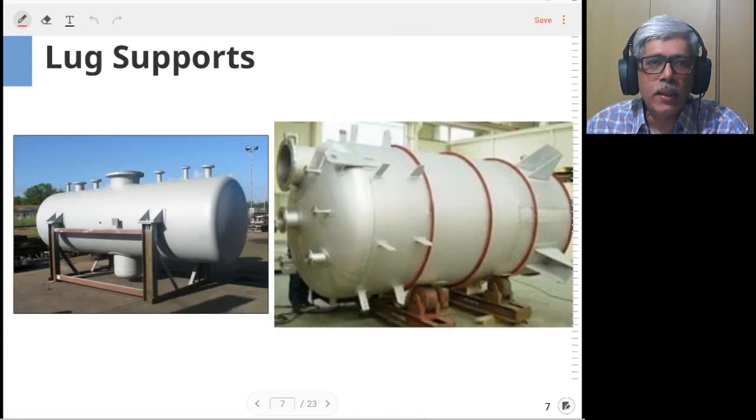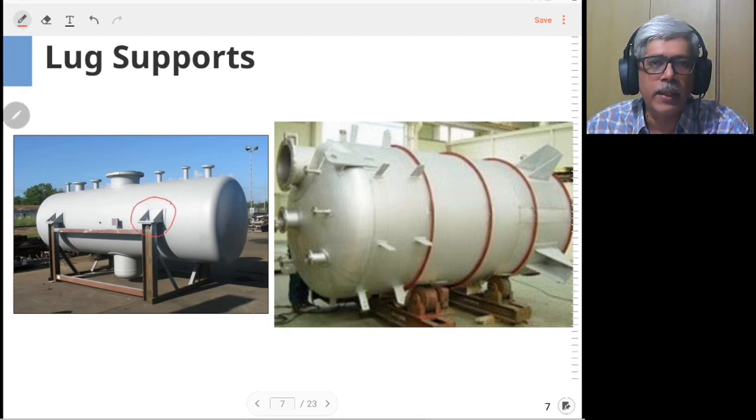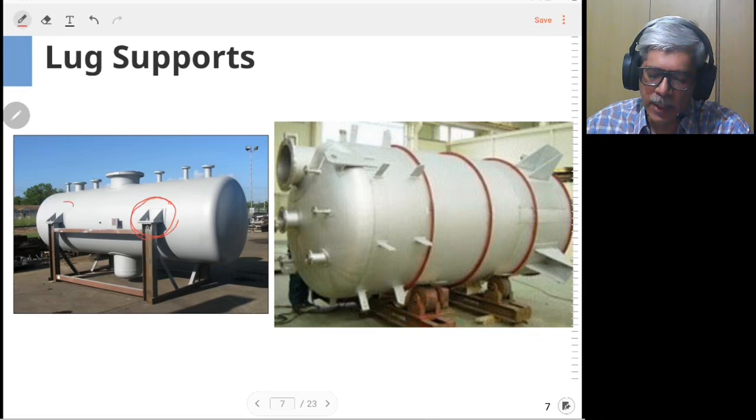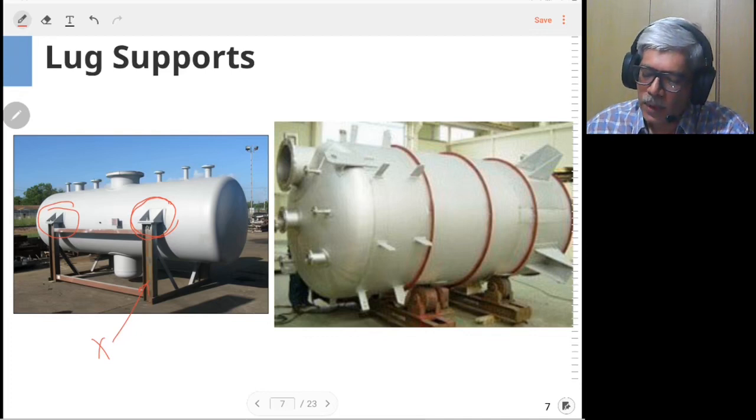Next, we'll have a look at the lug supports. As the name suggests, the lug supports are essentially a sort of bracket provided on the vessel. On the left hand side, you see the lugs or brackets provided for a horizontal vessel. This is not the steel structure that you see here. This is not an actual vessel support, but just a transportation cradle. The actual vessel will be supported on some civil foundation or a separate steel structure.